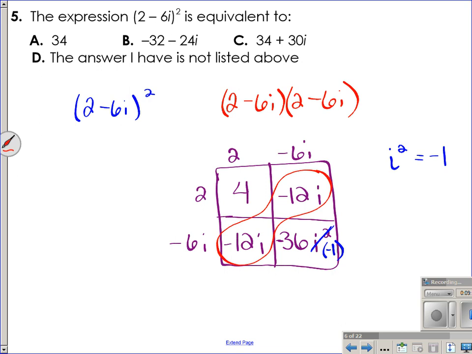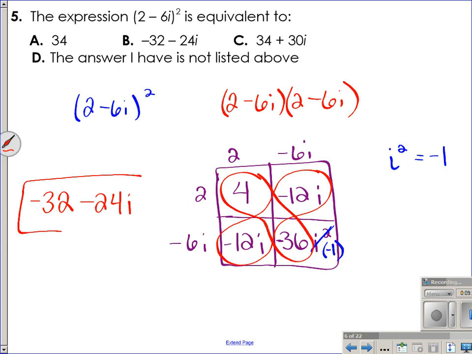So now when I combine like terms, I can combine 4 and negative 36 together. 4 minus 36 is negative 32. Negative 12i minus 12i is negative 24i. And that's my final answer. So that matches up with option B.